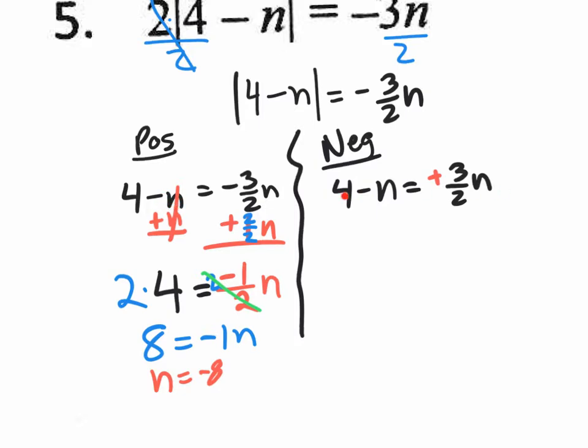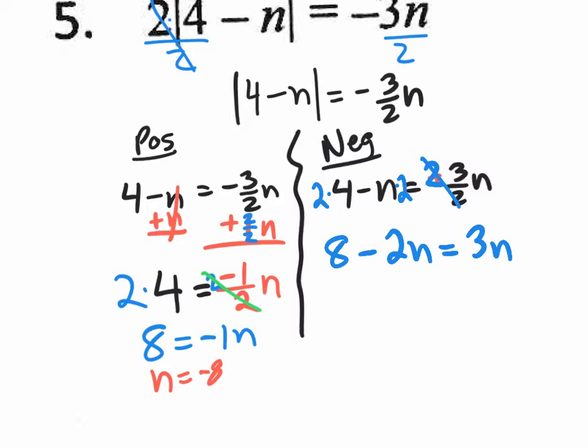As a matter of fact, let's try it on this one. Let's get rid of the fraction right from the start by multiplying every single item by 2. So if I put a times 2 right here, the 2 will cancel. If I multiply the n by 2, it'll become a 2n. If I multiply the 4 by 2, it'll become an 8. So I really have 8 minus 2n equaling 3n.